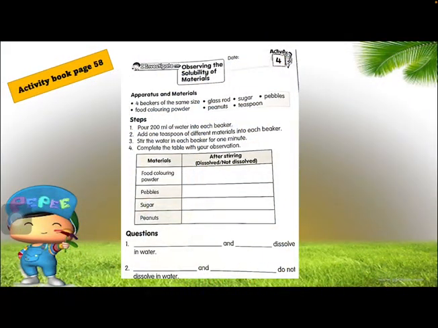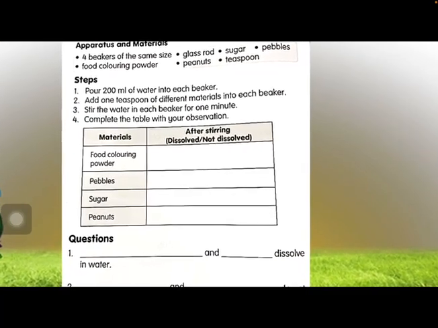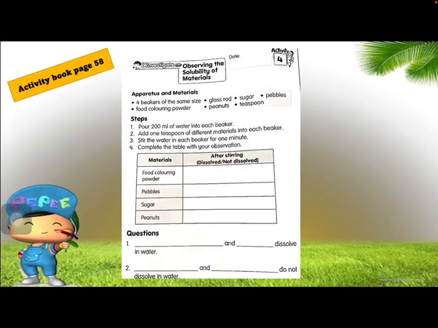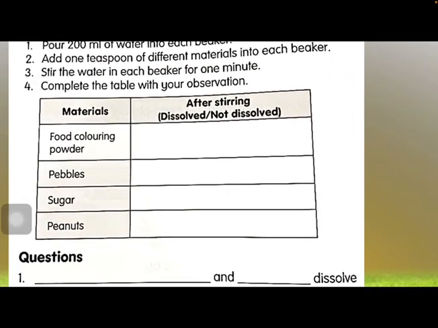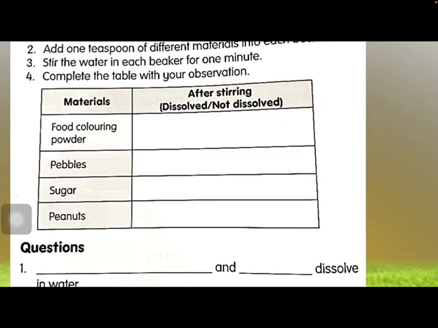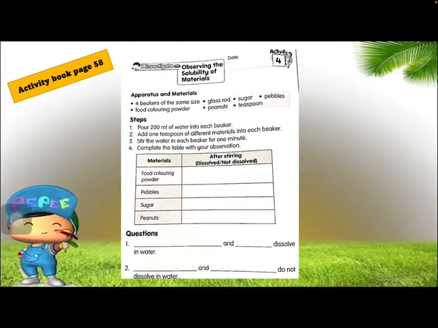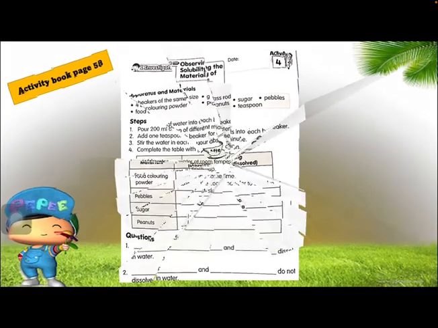Your activity for today, you have to do in your activity book, page 58. Before you answer this question, you have to do this experiment first. After you do the experiment, you answer this one. Food coloring powder, dissolve or not dissolve? Pebbles, sugar, peanuts. Answer here, dissolve or not dissolve. Then copy the answer in question number 1 and number 2.